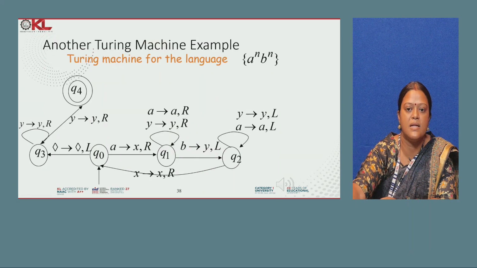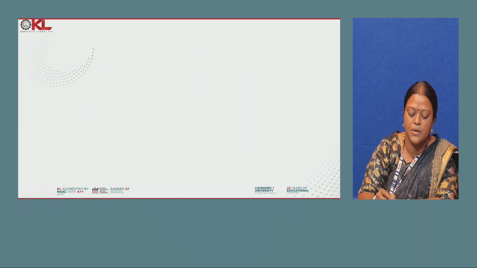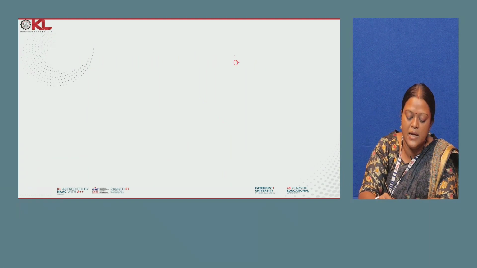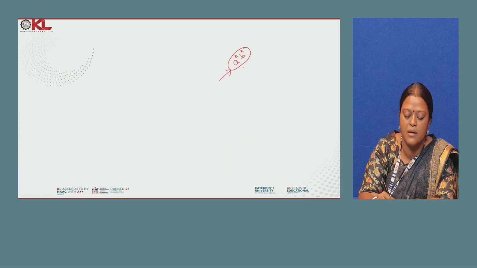Now we can see another example, a^n b^n. So how to design this Turing machine? First let me discuss with you. Suppose now our language is a^n b^n. We have seen this is accepted by a PDA, but this type of language cannot be designed for finite automata. Now in case of Turing machine, how to design this machine?